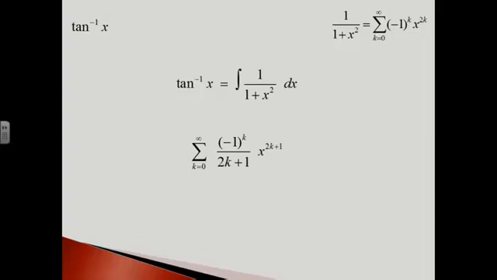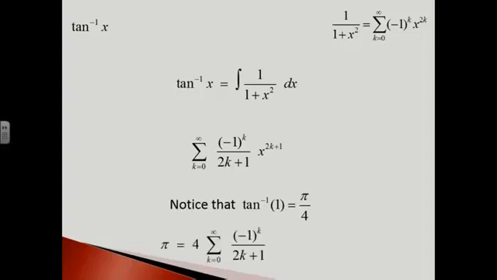From this result, we can find a series representation of the number pi. Notice that inverse tangent of 1 is pi over 4. So, pi equals 4 multiplied by sigma k from 0 to infinity of minus 1 to the power of k divided by 2k plus 1, which can be expressed term by term as 4 multiplied by 1 minus 1/3 plus 1/5 minus 1/7 plus etc.